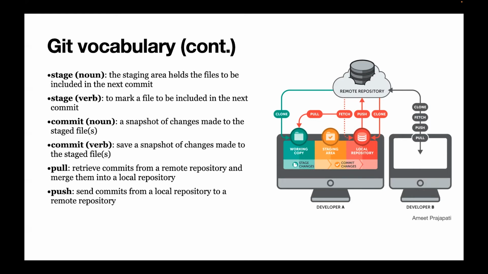And the first term is going to be called stage. The noun version is this staging area that holds all the files you've added and are ready to commit, which I'll define in a second. And to stage or staging is to mark these files to be included for the next commit you're going to make. Committing or a commit is a snapshot of the changes you made.